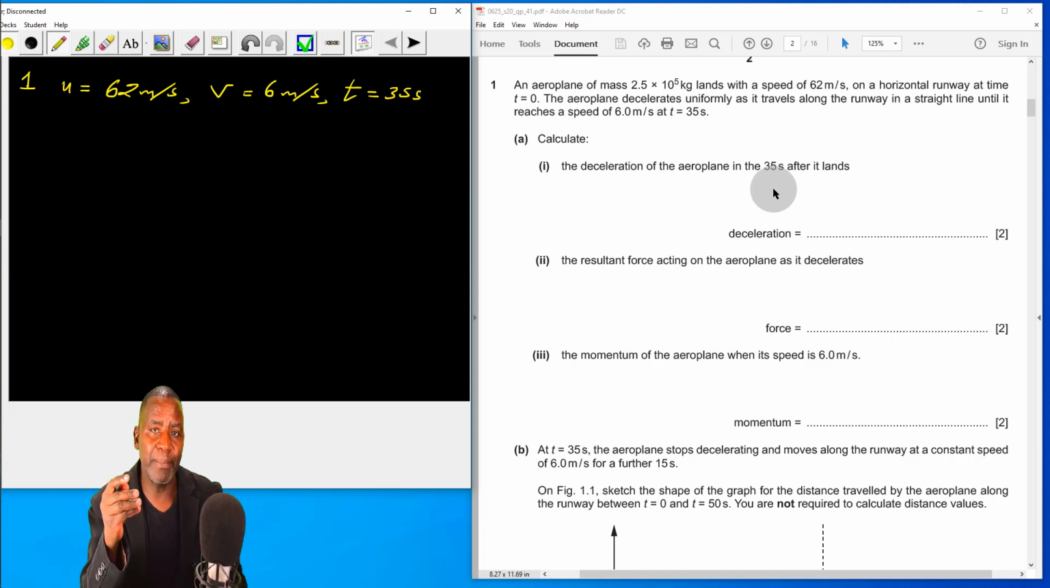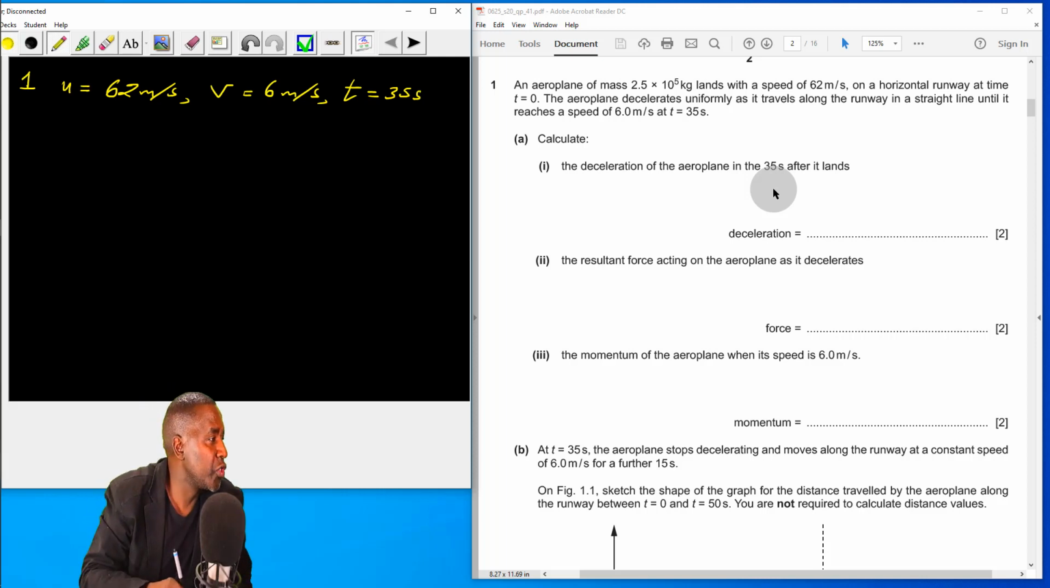Now let me just remind you that when it comes to calculation, we actually do not calculate deceleration. What we actually calculate is acceleration. If that acceleration has a positive value, we leave it like that. But if the acceleration has a negative value, we call it deceleration. So here in part A, we are going to calculate the acceleration.